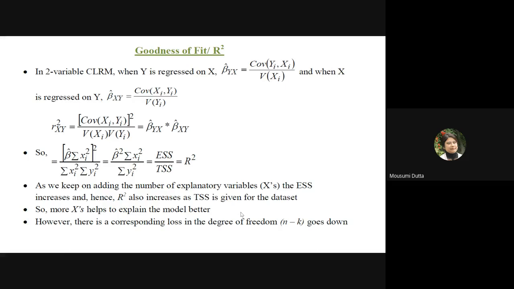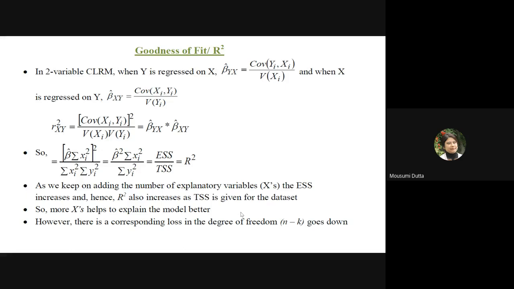However, in a two variable case, we are considering typically a single explanatory variable, so all these issues are not appearing at all. So to begin with, we can accept R square, which is equal to ESS by TSS, as a measure of goodness of fit. So more X helps to explain the model better. Okay.